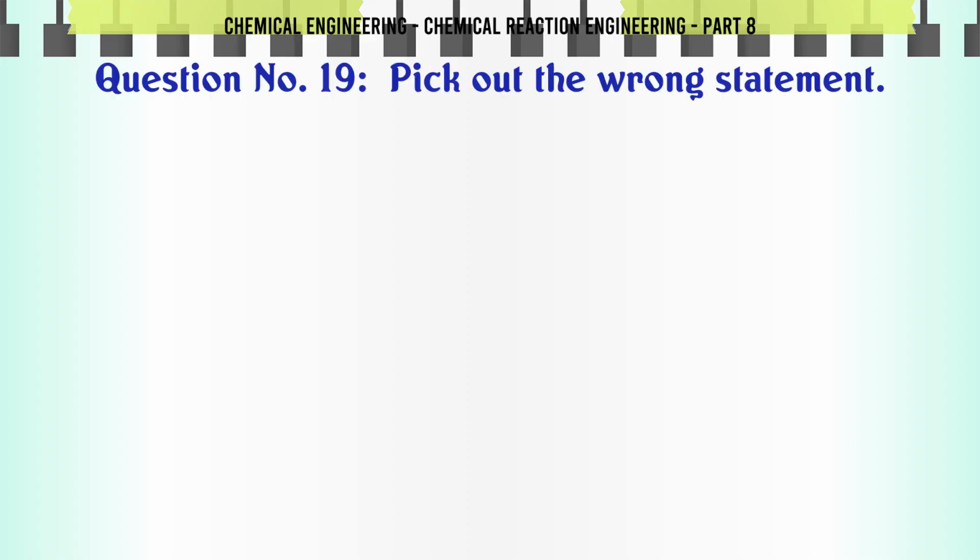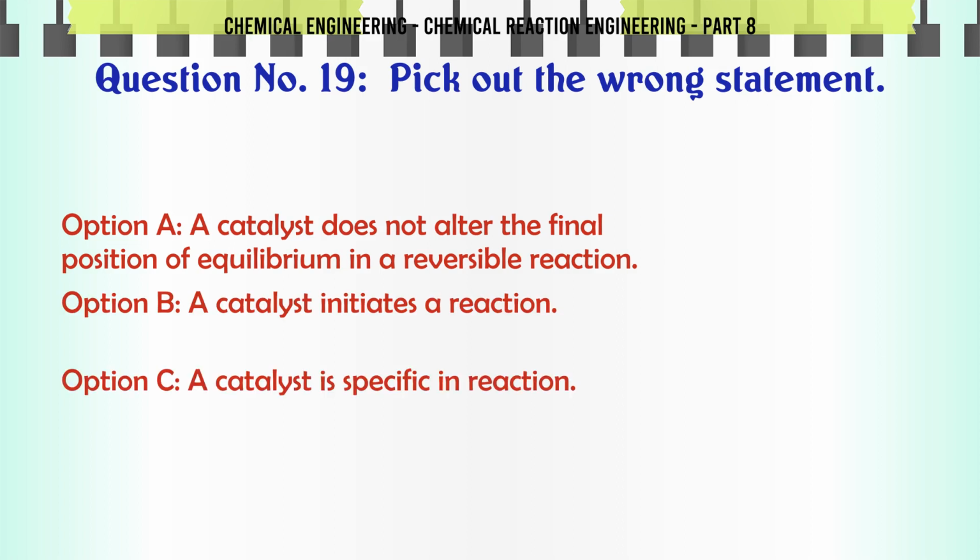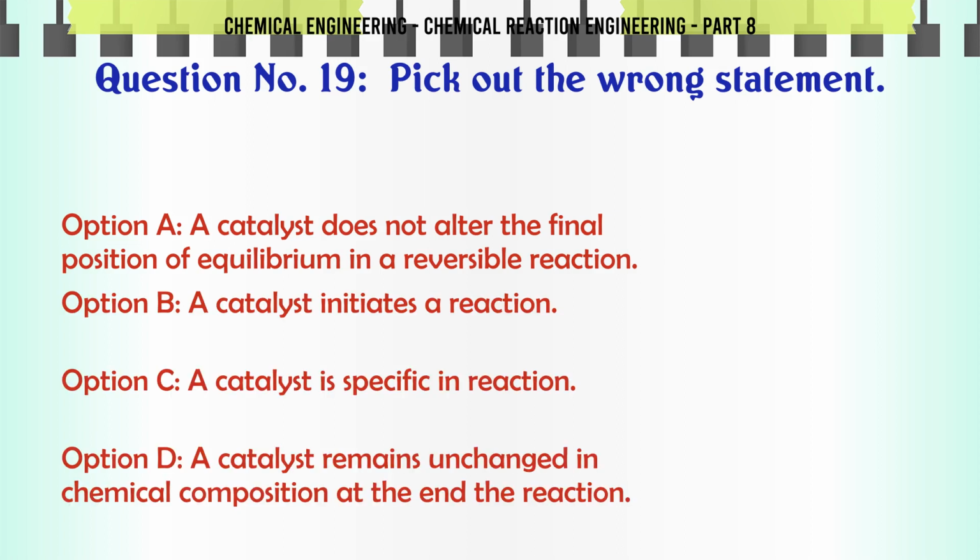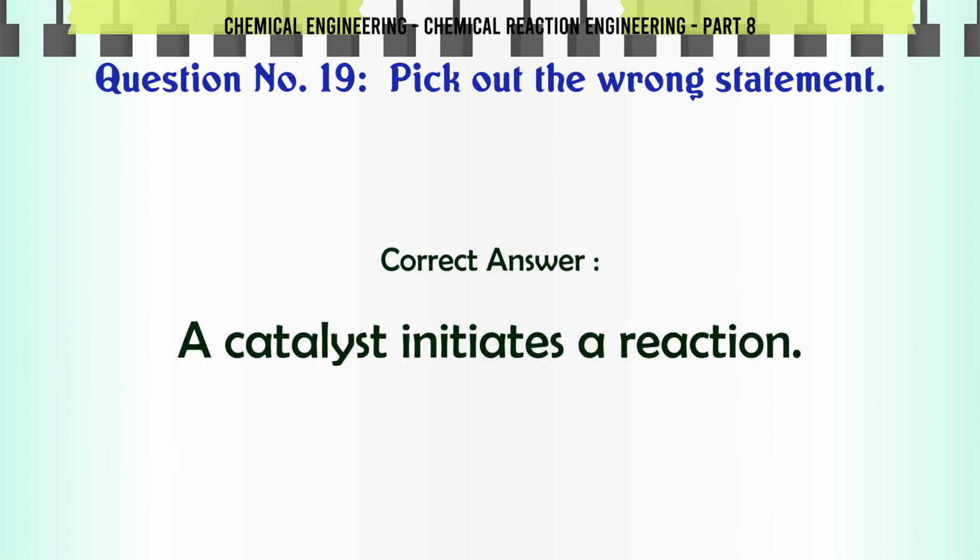Pick out the wrong statement. A. A catalyst does not alter the final position of equilibrium in a reversible reaction. B. A catalyst initiates a reaction. C. A catalyst is specific in reaction. D. A catalyst remains unchanged in chemical composition at the end of the reaction. The correct answer is B. A catalyst initiates a reaction.